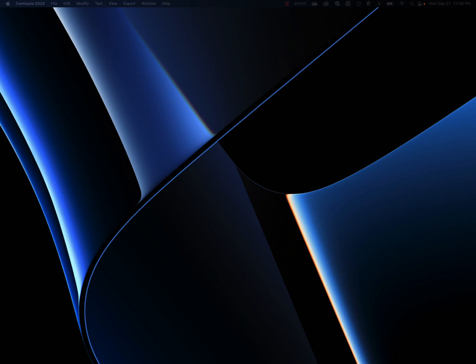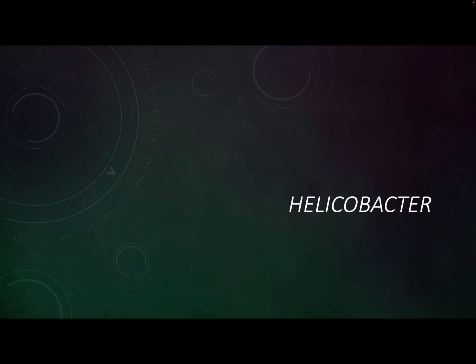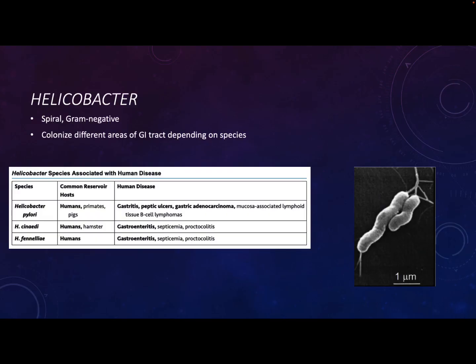Okay, questions about Campylobacter before we move on to Helicobacter? Okay, well, I promise we'll jump out of the GI tract after Helicobacter, but we're going to be in the GI tract for just a little bit longer.